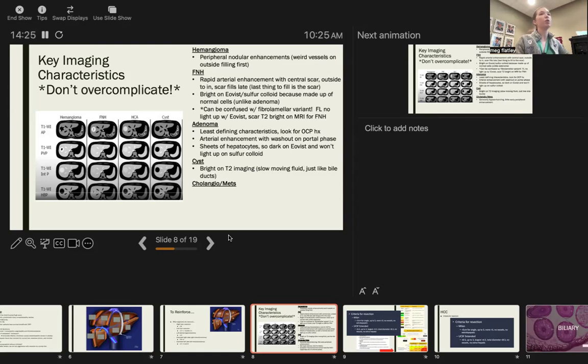Because they're bright on T2. T2 is slow moving fluid, just like bile ducts. So I could see them asking about that, but I think a hepatic cyst is honestly pretty obvious usually on imaging.